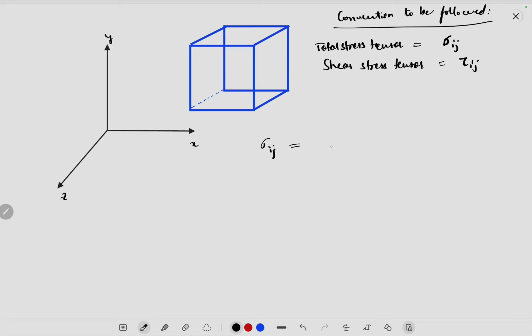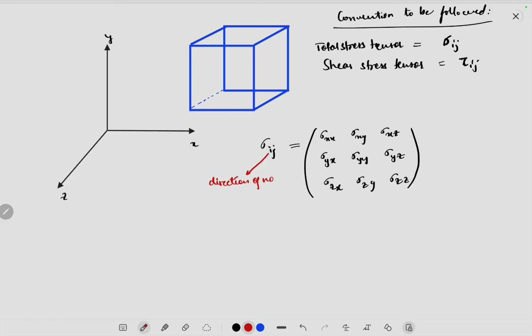Then I can write this sigma ij as sigma xx, sigma xy, sigma xz, sigma yx, sigma yy, sigma yz, sigma zx, sigma zy, sigma zz, where this i is the direction of the normal area vector, and this j is the direction of the stress tensor.